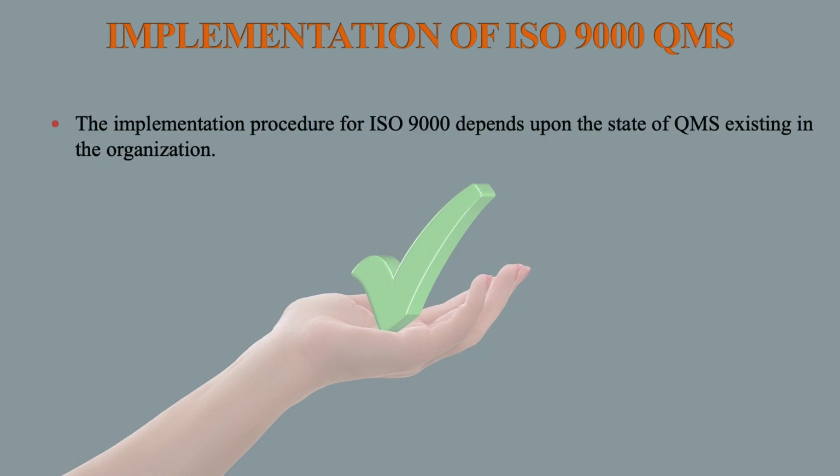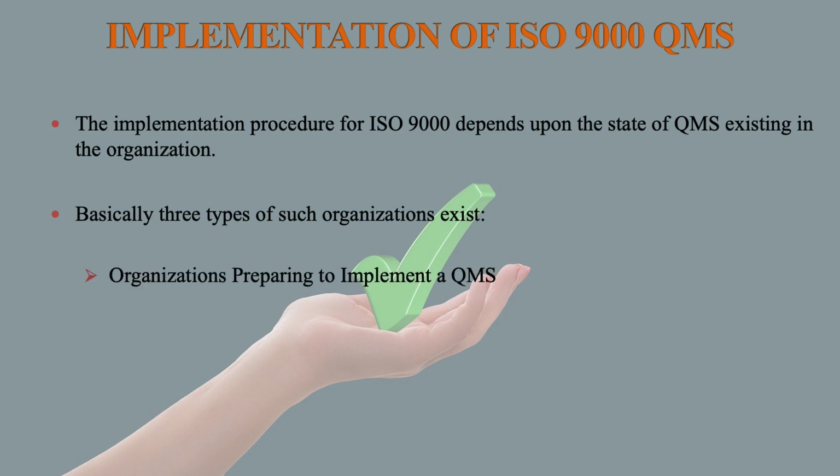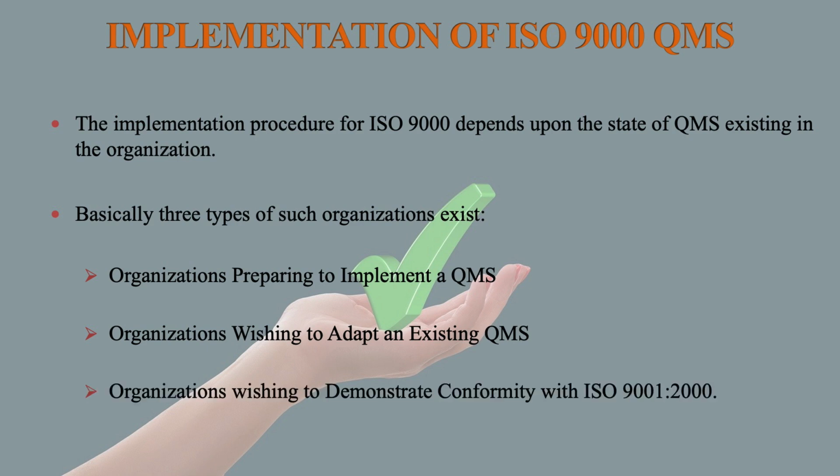The implementation procedure for ISO 9000 depends upon the state of quality management system existing in the organization. Basically, three types of such organizations exist: organizations preparing to implement a quality management system, organizations wishing to adopt an existing quality management system, and organizations wishing to demonstrate conformity with ISO 9001-2000. So these are the three types of industries there will be.